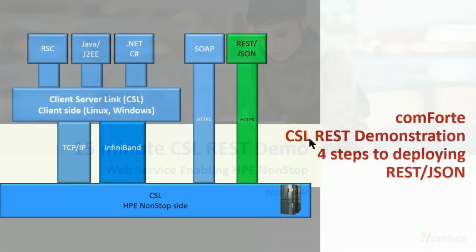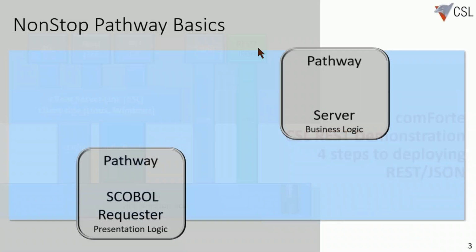Bit of background, CSL is a broad access capability into the NonStop system. So it provides either high-performing APIs, C#, Java, for example, or it provides capability for more of a standards-based access, so either SOAP or REST, for example. Now today we'll be focusing on turning a pathway server into a RESTful service.